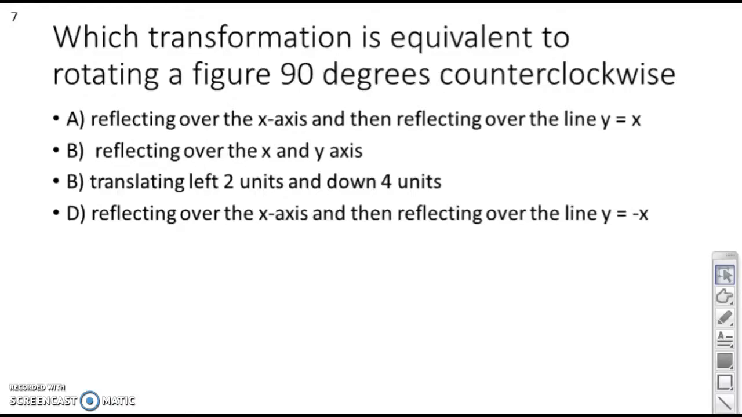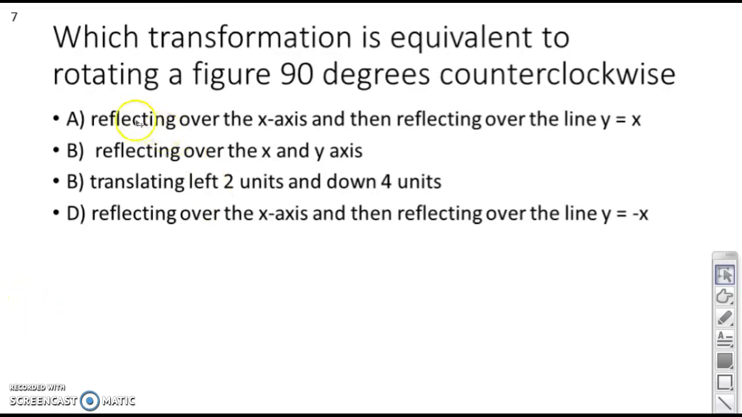Which transformation is equivalent to rotating a figure 90 degrees counterclockwise? Okay, so the first thing I would do when I see this problem is read the answer choices and try to throw out ones that I know are wrong.